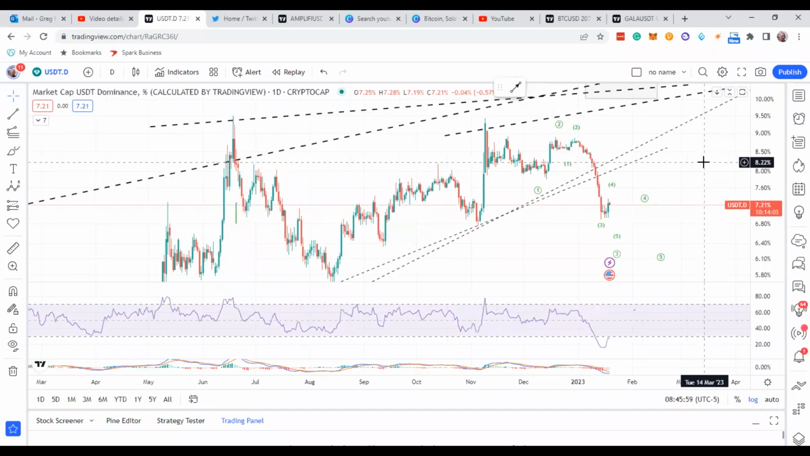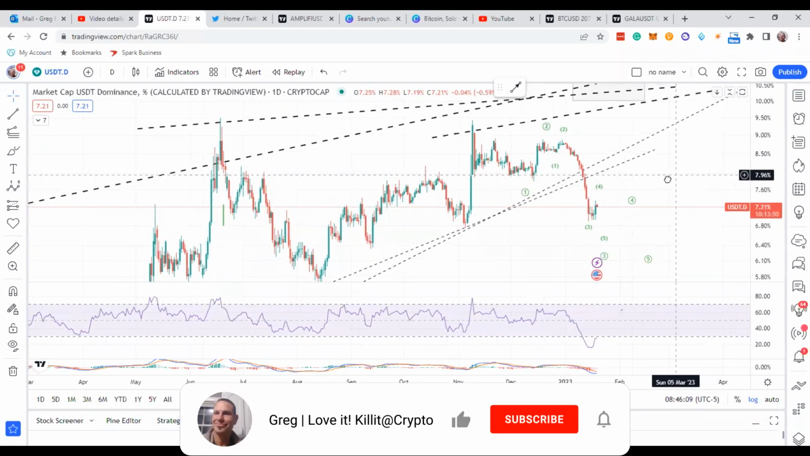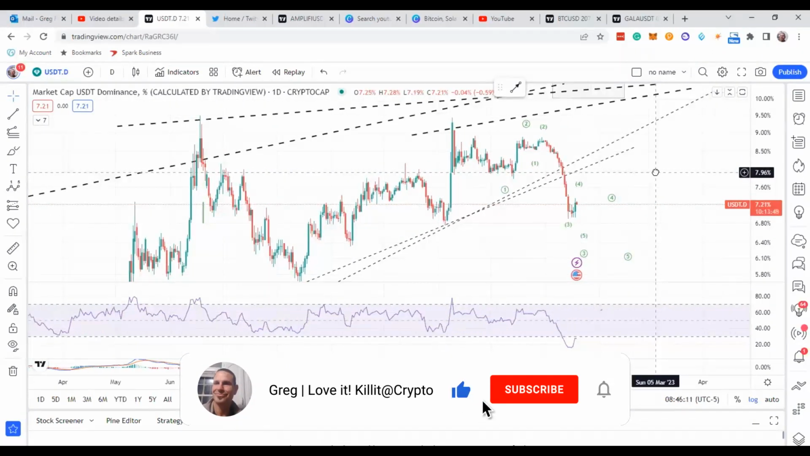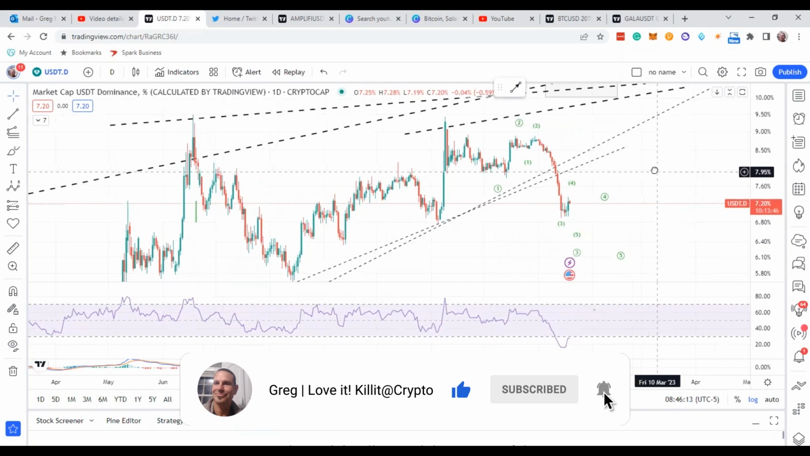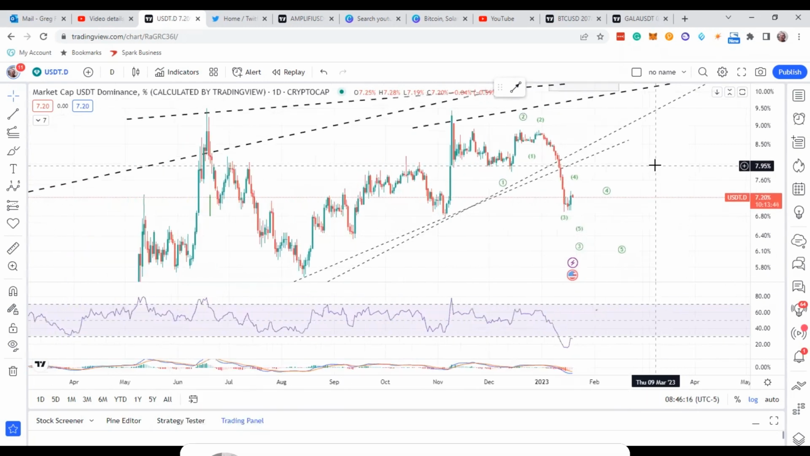Hey guys, I'm going to go over some coins right now, and also some assets here. USDT dominance chart. I'm Greg, and it involves cryptocurrencies. And another asset I wanted to go over too, which is probably Quant. Let you guys know what's going on with that.